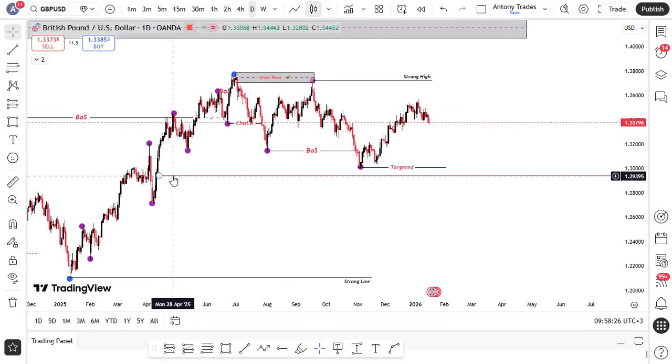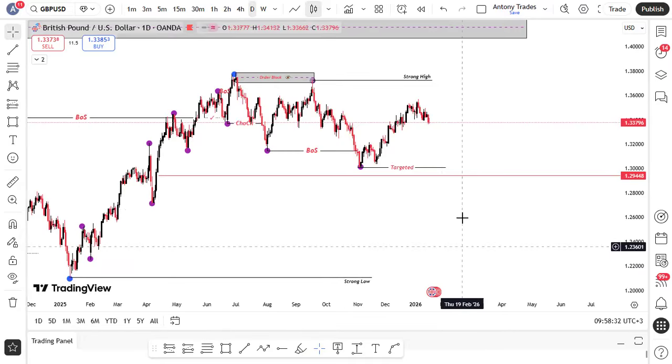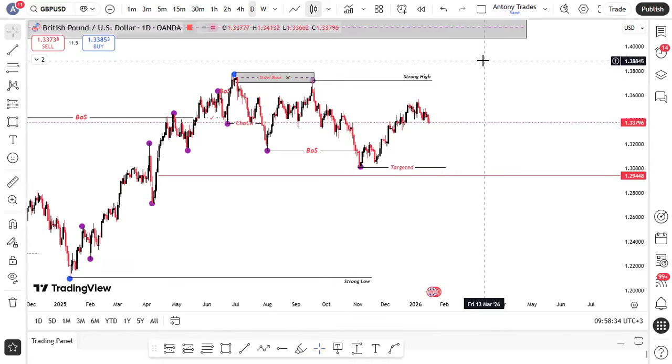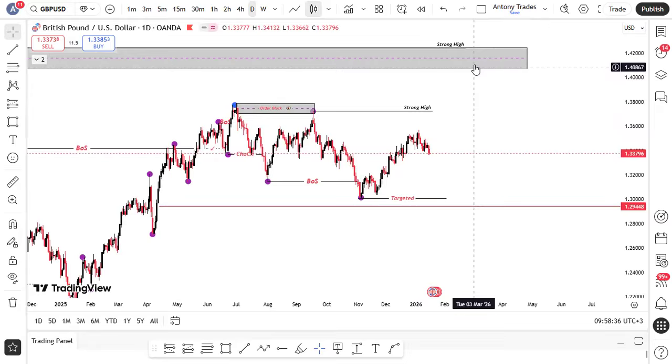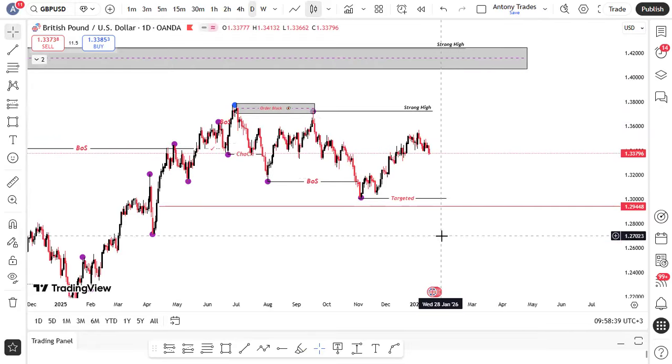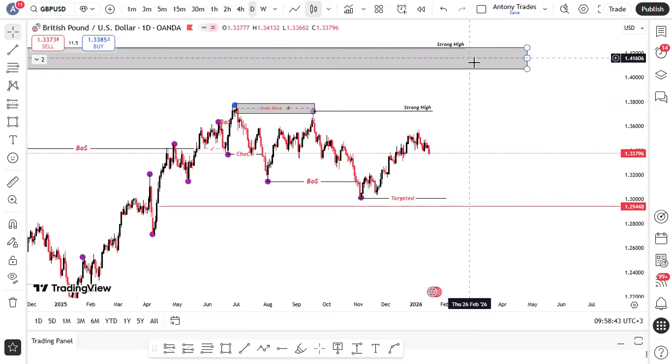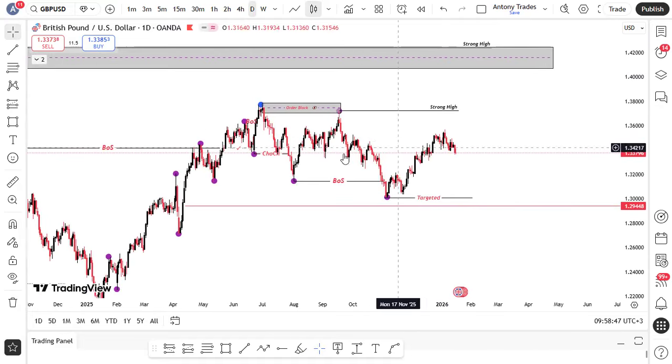Until the market comes to this 0.5, this is the area that we should be looking for buys to go to the upside, because we are anticipating the market should push higher and come at least to this order block here, this weekly order block at that point. But now we need to react to what the market is currently doing.